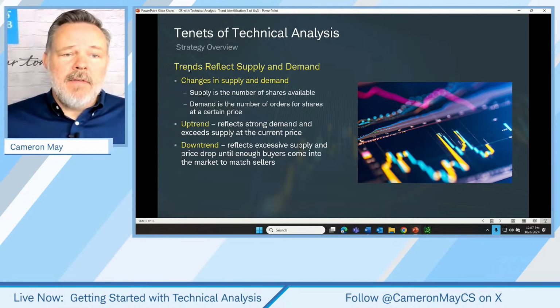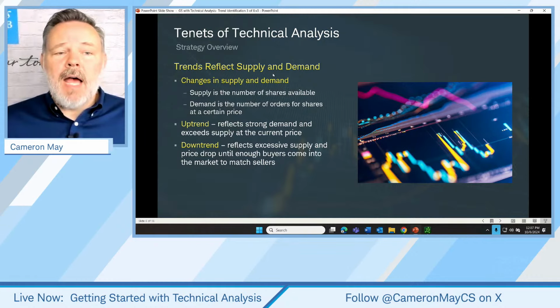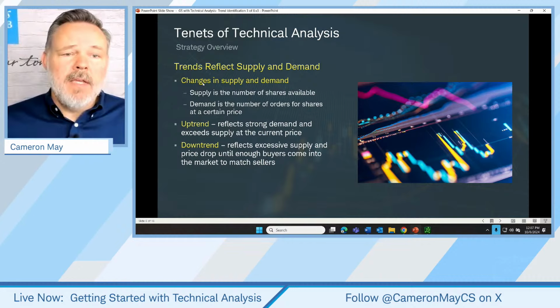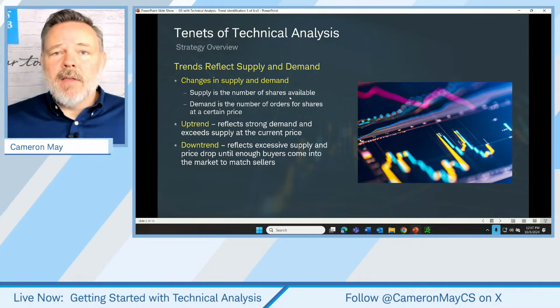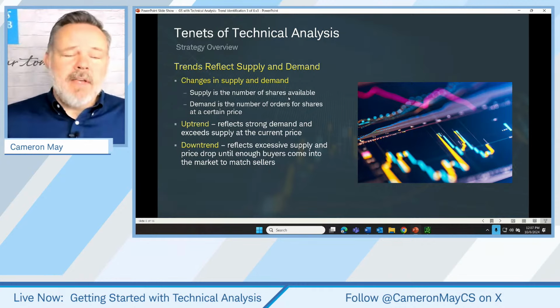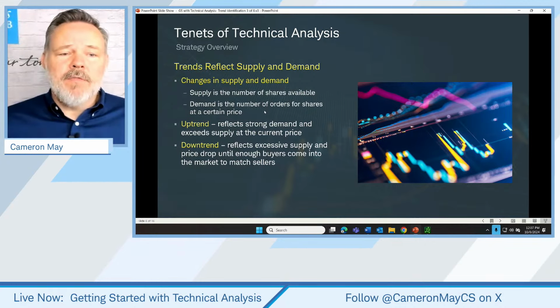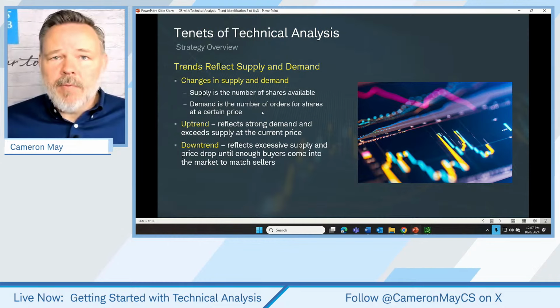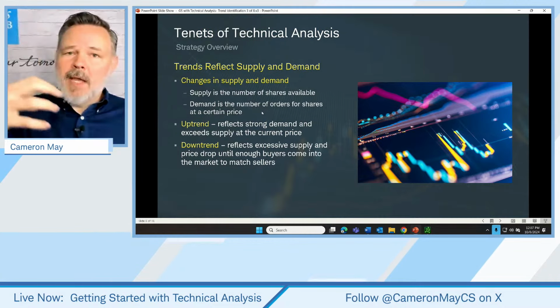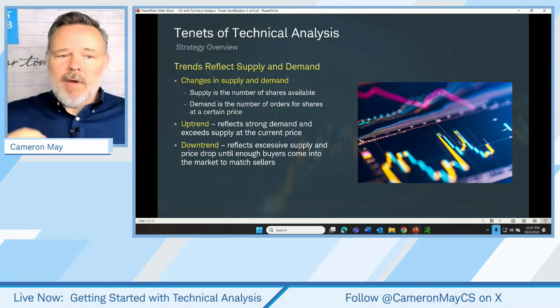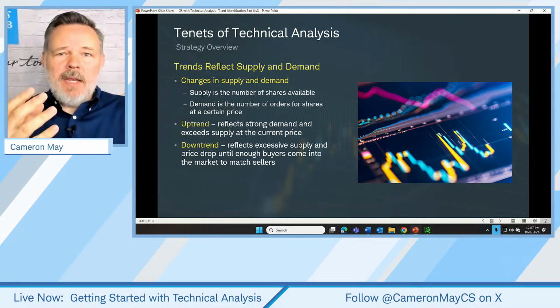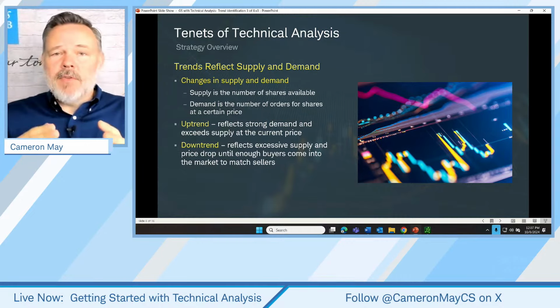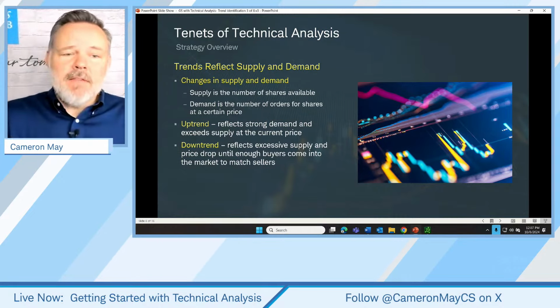Now, trends really are a reflection of supply and demand. So we need to be acquainted with the definitions of those two terms. Supply is the number of shares available. In other words, the number of shares that are being offered by sellers. Demand is the number of orders for shares at a certain price. So that's essentially the demand provided by buyers in a marketplace, and it's that balance struck between buyers and sellers that conceptually drives price and drives trends ultimately.